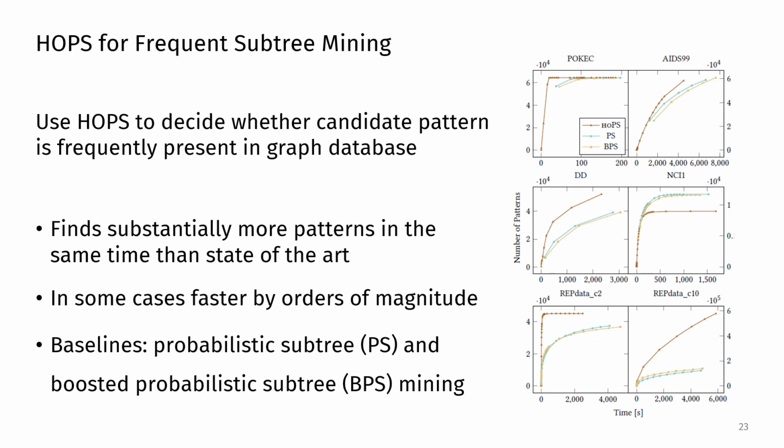And the current state-of-the-art algorithms are the probabilistic subtree and the boosted probabilistic subtree mining algorithm. Thus, we compare HOPS to these two baselines on a set of 6 standard graph mining datasets. The results show that the HOPS algorithm not only finds substantially more patterns than the state-of-the-art in the same time, but also that on some datasets, it does so faster by orders of magnitude.